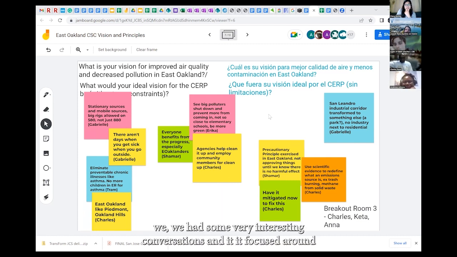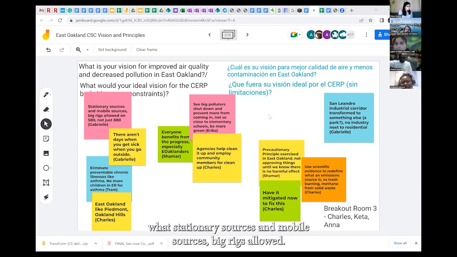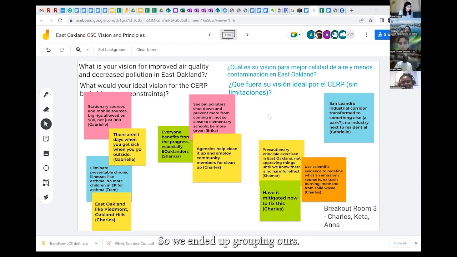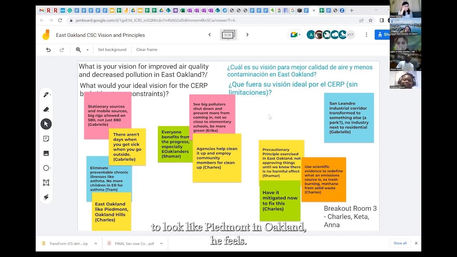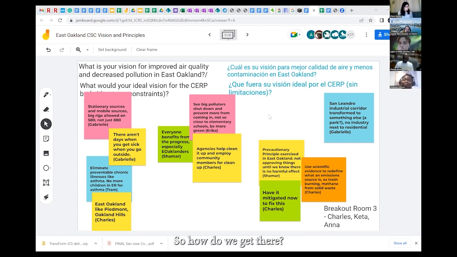So we had some very interesting conversations, and it focused around what stationary sources and mobile sources like big rigs allowed. So we ended up grouping ours. These are thought processes that we feel went as one. Let me start off with: we want East Oakland to look like Piedmont and Oakland Hills. So how do we get there?